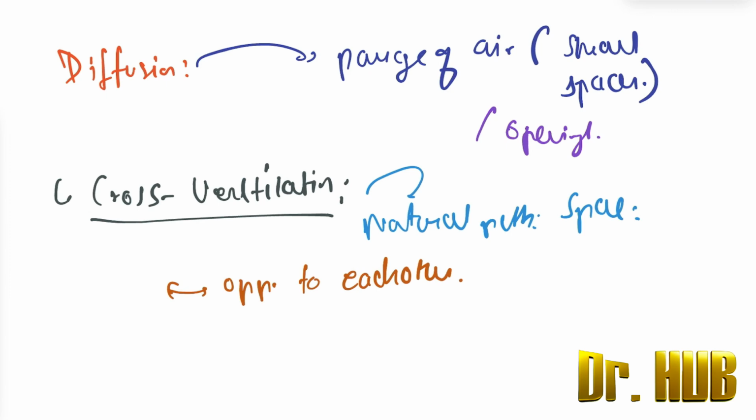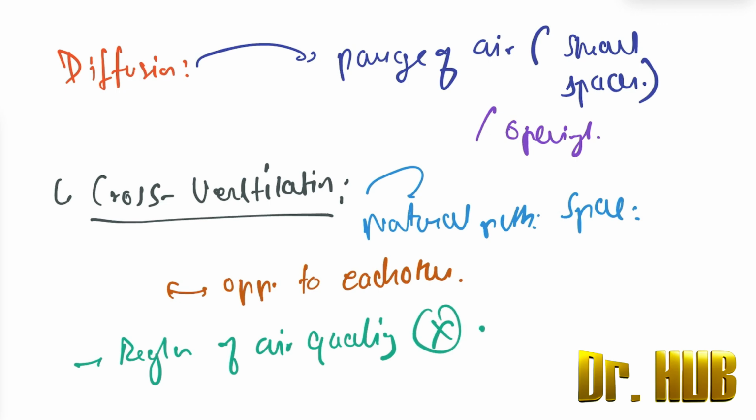The drawback of natural ventilation is that the regulation of air quality is not possible.